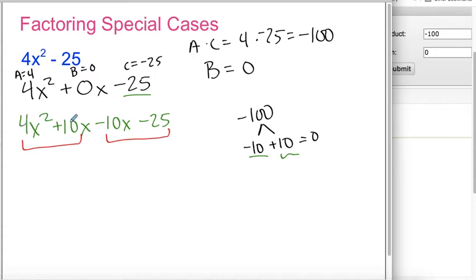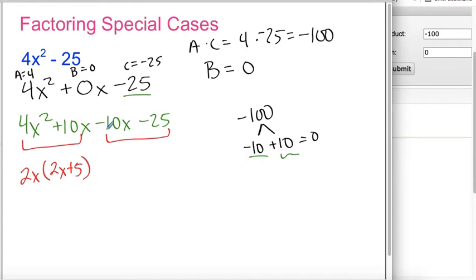The GCF for 4 and 10 is a 2, and x squared and x is an x. So we're going to factor out a 2x. 4x squared divided by a 2x is going to leave 2x. It's 2 times 2 is 4, x times x is x squared. 10x divided by 2x is a positive 5.